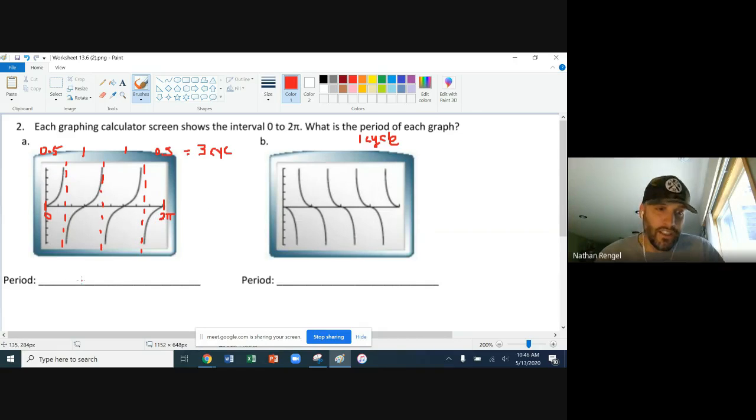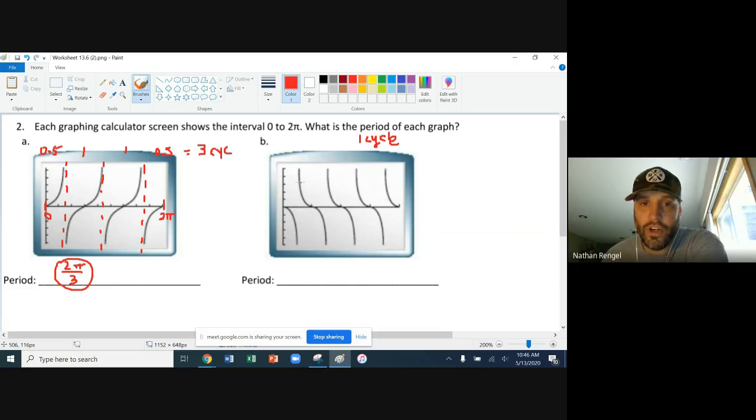So if I want to find the length of one cycle, I'm going to take the whole distance, 2 pi, and divide it by the number of cycles that occur there. So I'm going to get 2 pi over 3. So there would be my period. So that tells me one of these cycles, between those 2 asymptotes, I've got a distance of 2 pi over 3. I'm just taking the total, 2 pi, divided by those 3 cycles.